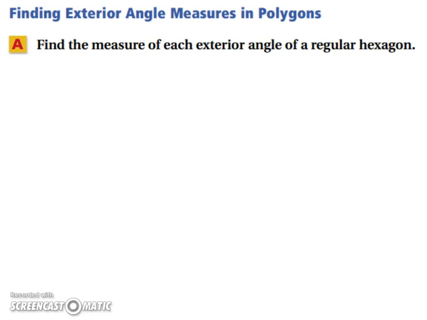Let's try an example. Find the measure of each exterior angle of a regular hexagon. Well, a hexagon has 6 sides, so 360 divided by 6 is going to give you 60.